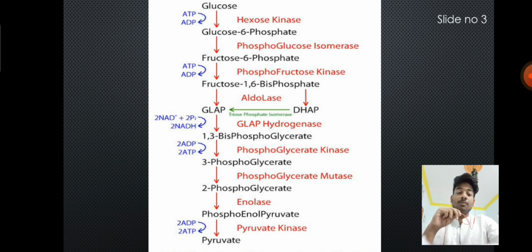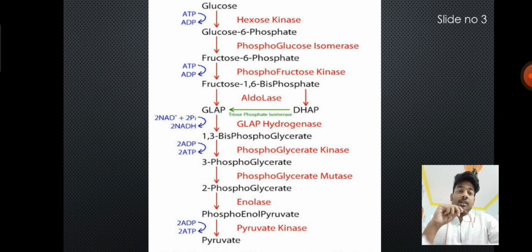This glucose 6-phosphate is further converted into isomeric form, which is fructose 6-phosphate. This step is catalyzed by enzyme phosphofructoisomerase. Fructose 6-phosphate is further converted into fructose 1,6-bisphosphate. During this process, another molecule of ATP is utilized. This step is catalyzed by enzyme phosphofructokinase.